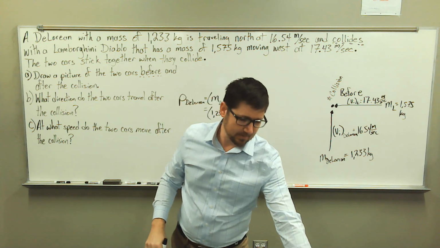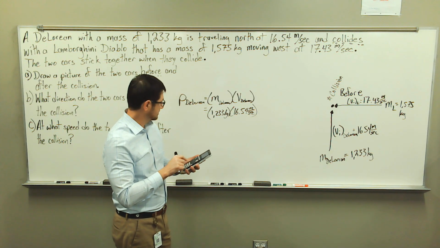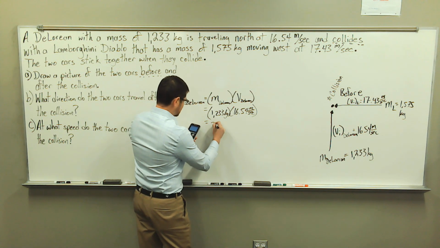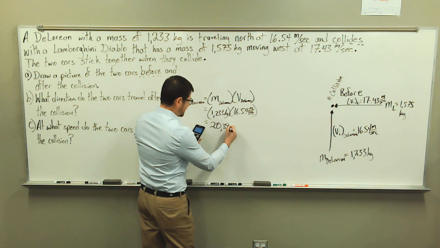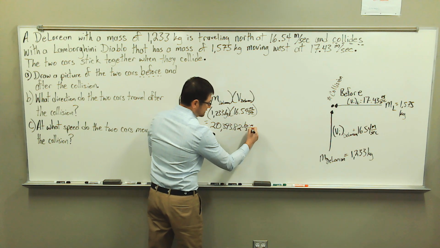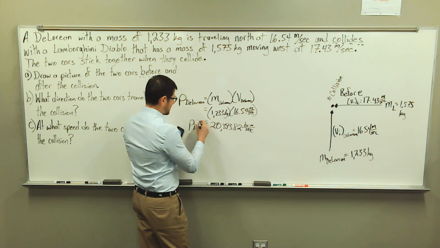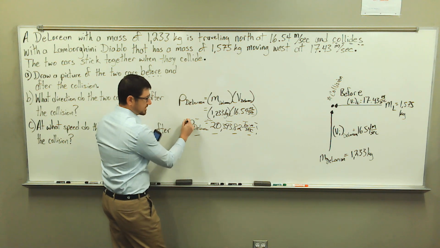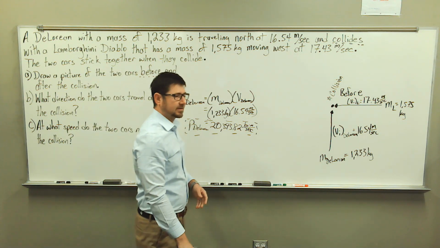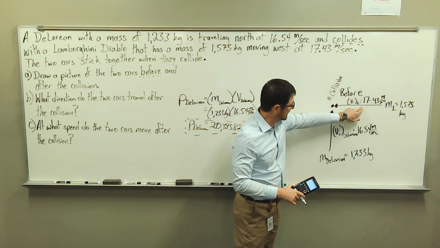Let's grab our calculator here. And we are going to get 20,393.82, and we have units of kilogram meters per second. I'm going to put a dotted box around this because we're going to need this value for our vector addition. Next, let's calculate the momentum of the system for the Lamborghini.